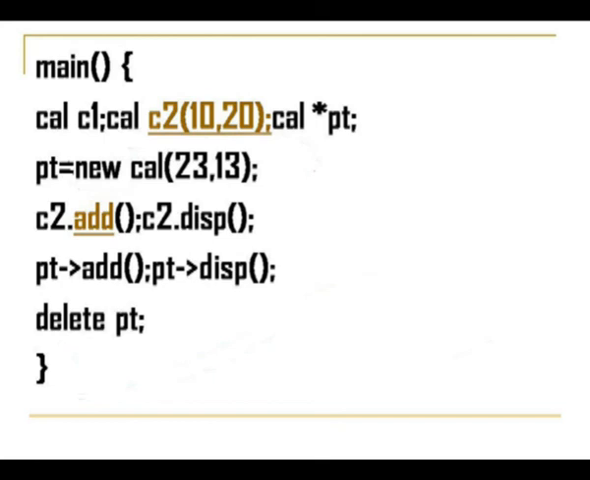Now after that, we are having c2.add and c2.disp, which is nothing but using the object you are calling the two functions. Then you are having pt member access operator, that is this arrow mark operator, add and disp, and then you are having this delete pt. So why is this new operator used and why is this delete operator used? Only with the pointer variable. So they have a special purpose in C++.